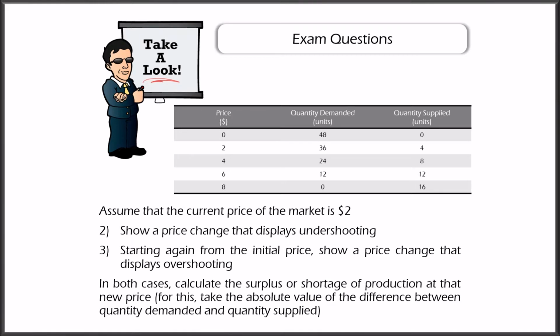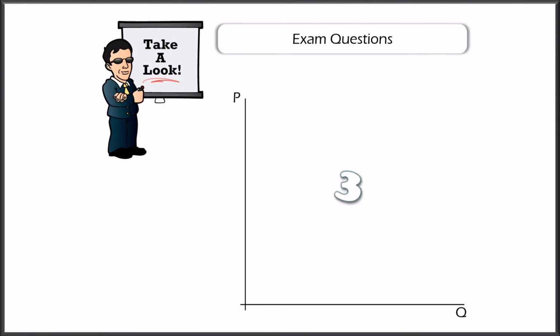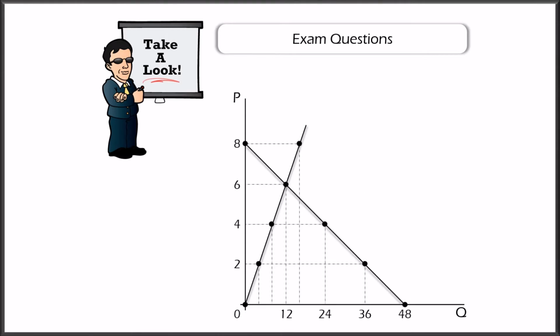In both cases, calculate the surplus or shortage of production at that new price. For this, take the absolute value of the difference between quantity demanded and quantity supplied. You can pause the video now. The correct answer for 1 is the following. These are examples of correct answers for 2 and 3.